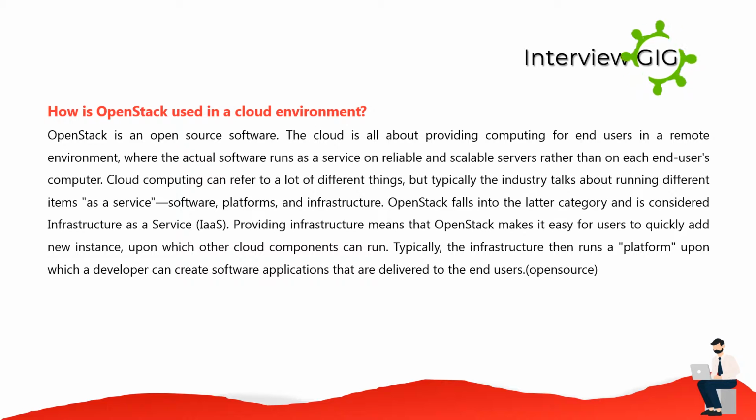Cloud computing can refer to a lot of different things, but typically the industry talks about running different items as a service: software, platforms, and infrastructure. OpenStack falls into the latter category and is considered infrastructure as a service, IaaS. Providing infrastructure means that OpenStack makes it easy for users to quickly add new instances, upon which other cloud components can run. Typically, the infrastructure then runs a platform upon which a developer can create software applications that are delivered to the end users. Open source.